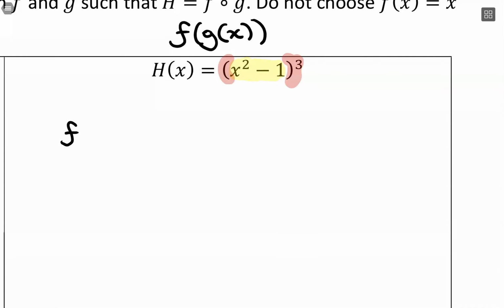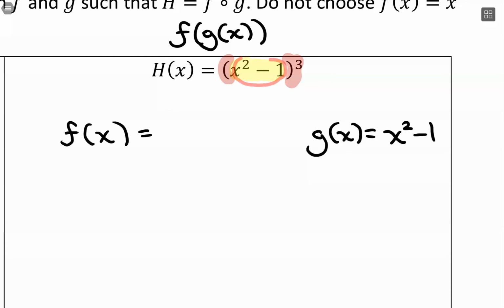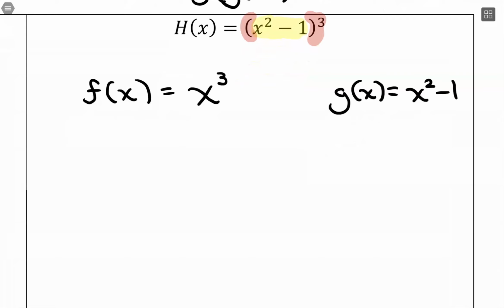So for inside and outside function, so f of x and g of x, the inside I see this x squared minus 1, so that's what I would input, and then what I want to do to that inner function is cube it. So for f of x, I want to take whatever my input is and cube it. So let's check.